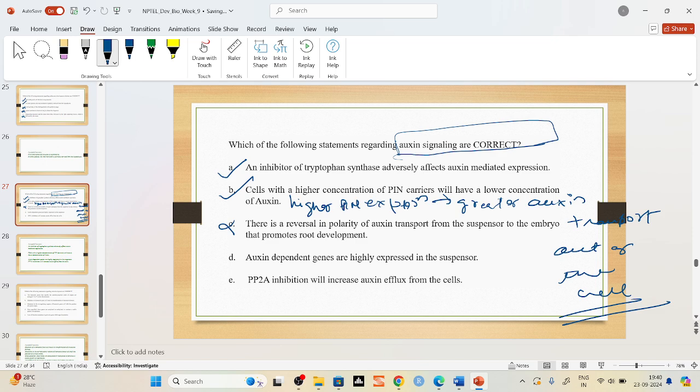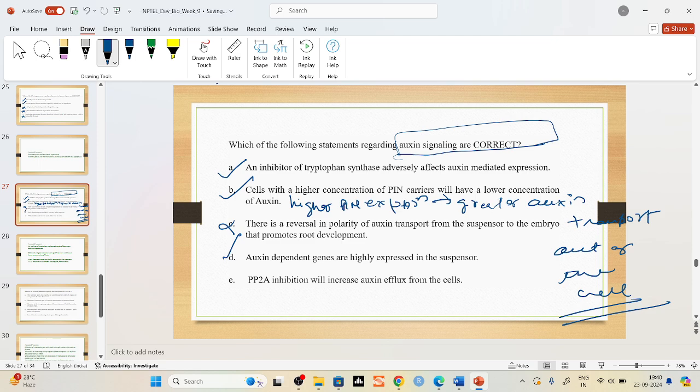Next, auxin dependent genes are highly expressed in the suspensor. This is correct. Sorry, the suspensor does express auxin related genes, which helps in the signaling.